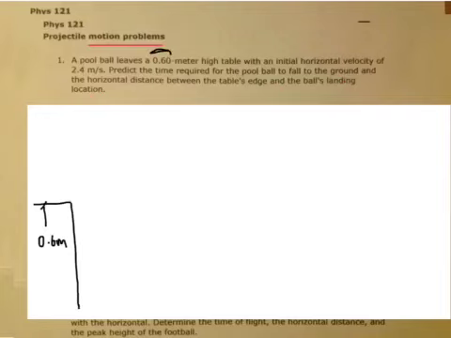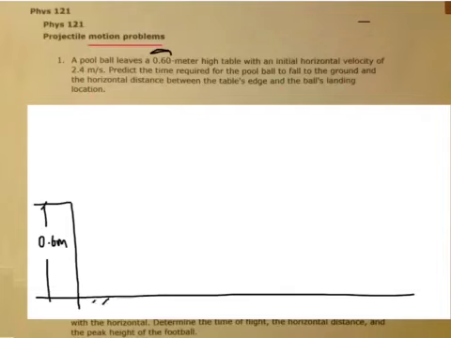0.60 meters, by the way, the 6 is significant. This 0 to the right here is not significant. So we have one significant figure. So we have 0.6 meters, the table. Let's say this is some sort of ground here.